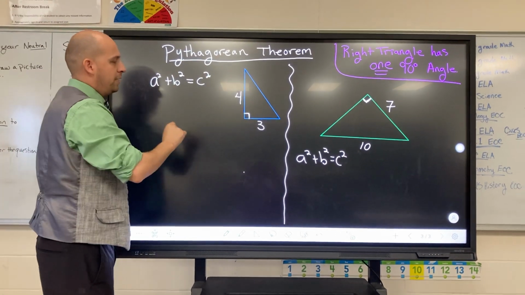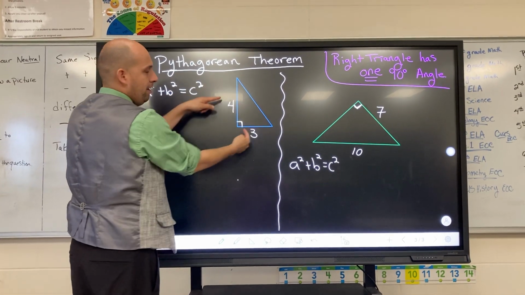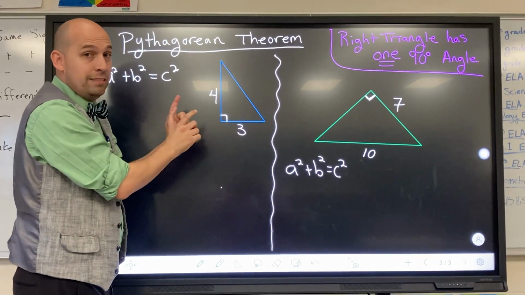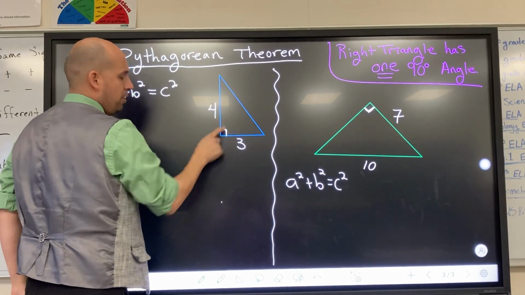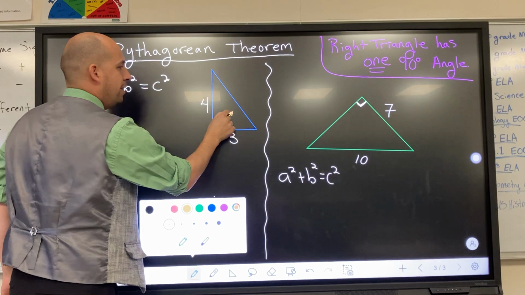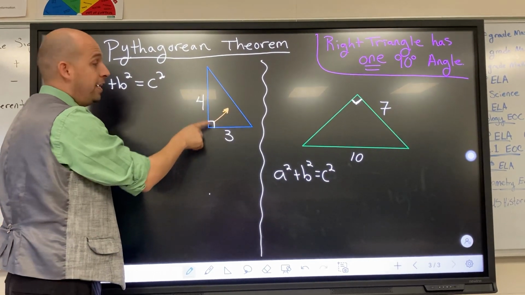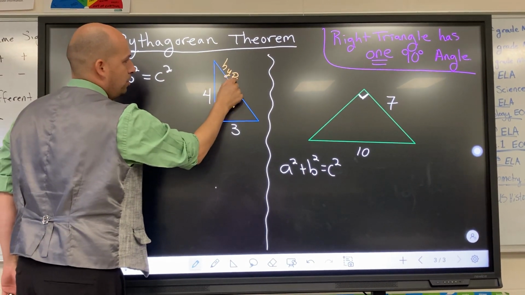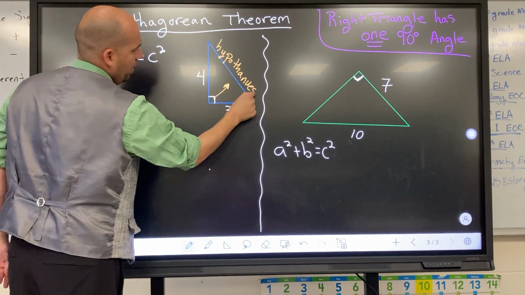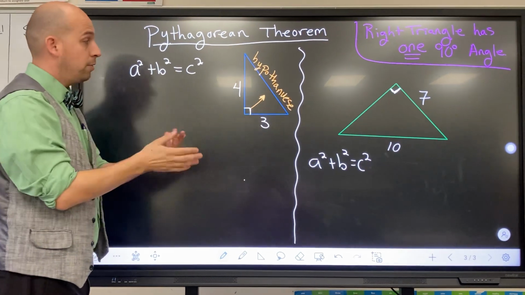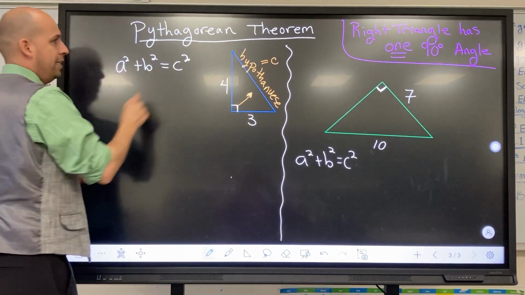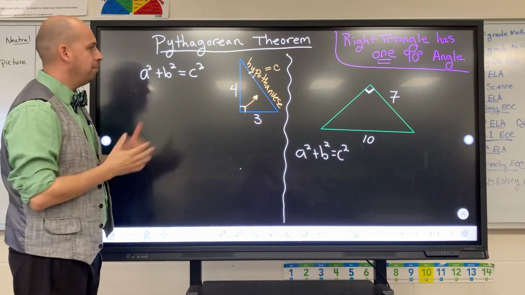Okay, so the Pythagorean theorem says that if I take my right triangle, the two sides that have the right angle in between them, those we call legs. And the side that is directly across, let's do yellow, the side directly across from the 90-degree angle, we call that the hypotenuse. Forgive me for not spelling it correctly. The hypotenuse will always be the letter C in the Pythagorean theorem. A and B don't matter.